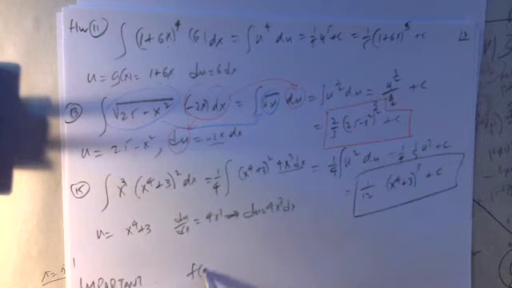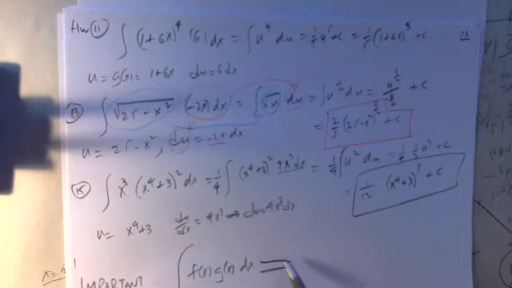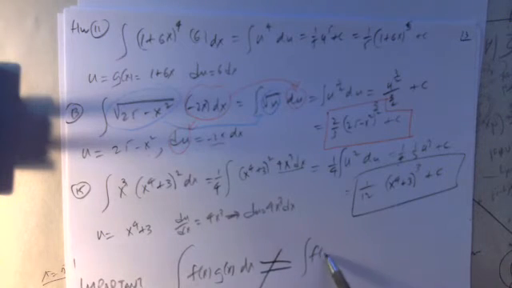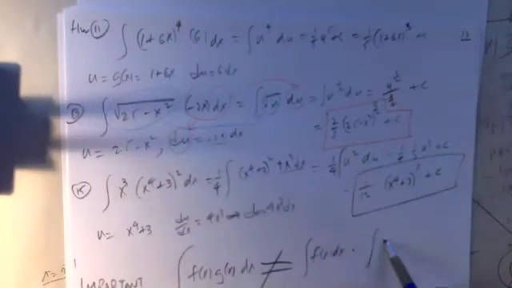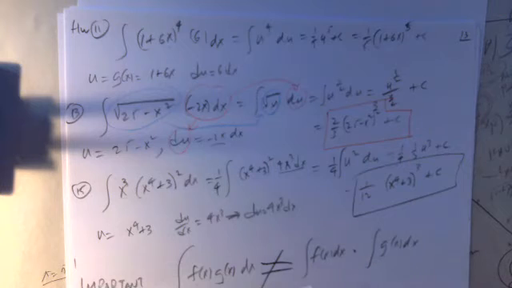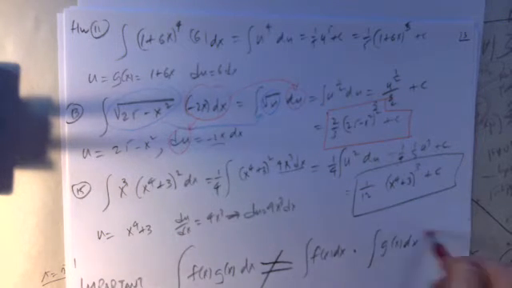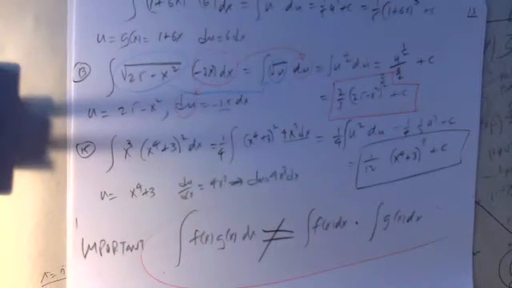If you have the product of two functions, f of x, g of x, and you integrate them, this is not the integral of f of x times the integral of g of x. All right? Absolutely not. If you make that mistake, you'll get every problem wrong.